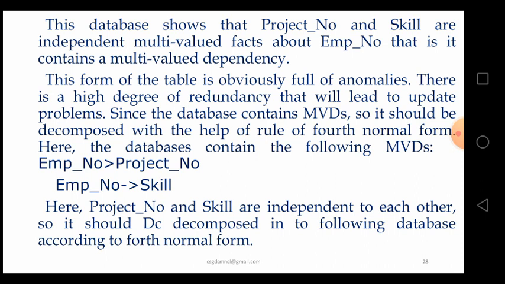Here the database contains the following multi-valued dependencies: employee number to project number, and employee number to skill. Here project number and skill are independent of each other. So it should be decomposed into the following database according to fourth normal form.